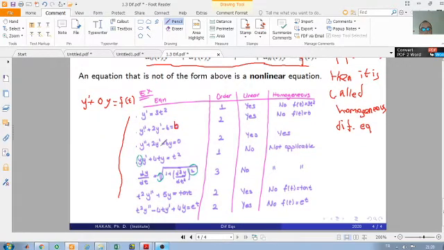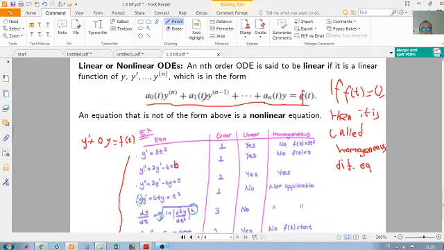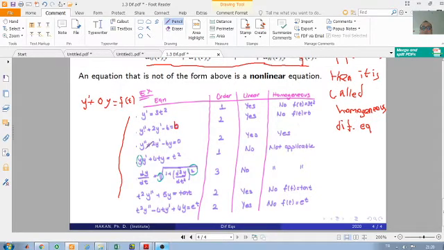And when we look at the third one, the right hand side is 0. The coefficients are constant functions of t, and it is of the form of the linear differential equation, and it is a second order ordinary differential equation. Therefore, it is a homogeneous second order linear ordinary differential equation.